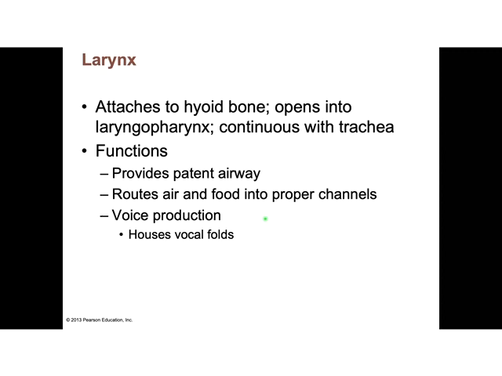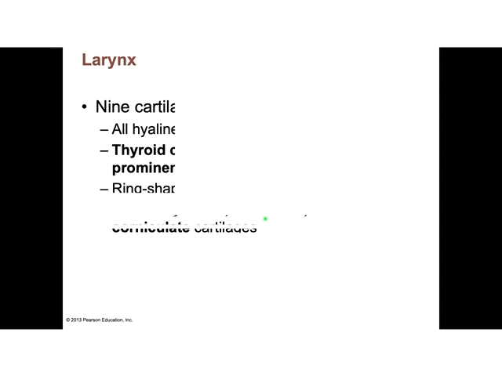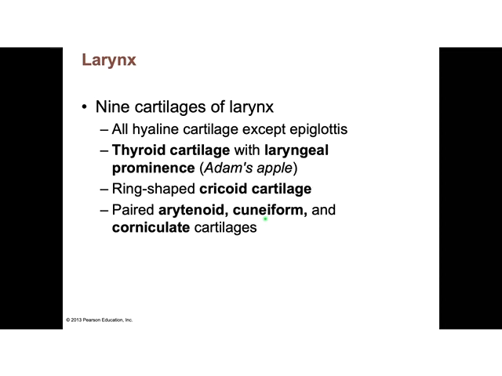Okay. The larynx attaches to the hyoid and opens into the laryngeal pharynx and is continuous with your trachea. It allows us an open airway, it routes air and food into the correct channel, and it also houses the vocal cords. The cartilages of the larynx, with the exception of the epiglottis, are all hyaline cartilage. Thyroid cartilage has a laryngeal prominence called the Adam's apple in males. It's much less prominent in females.